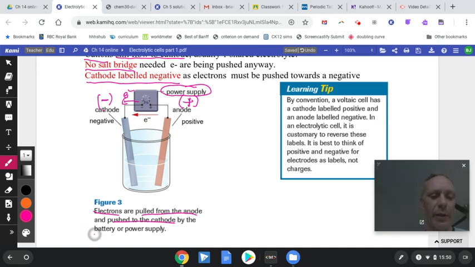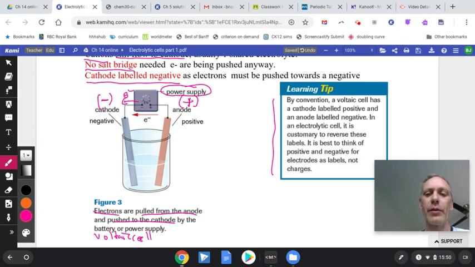And ironically, a battery is a voltaic cell. So you could use a voltaic cell to run this electrolytic cell. Some people are thinking, why would you do that? Okay, well, we'll get there. Here's the little rule about the negative cathode and the positive anode. In a voltaic cell, the cathode is labeled positive and the anode is labeled negative. But in an electrolytic cell, it's the reverse.